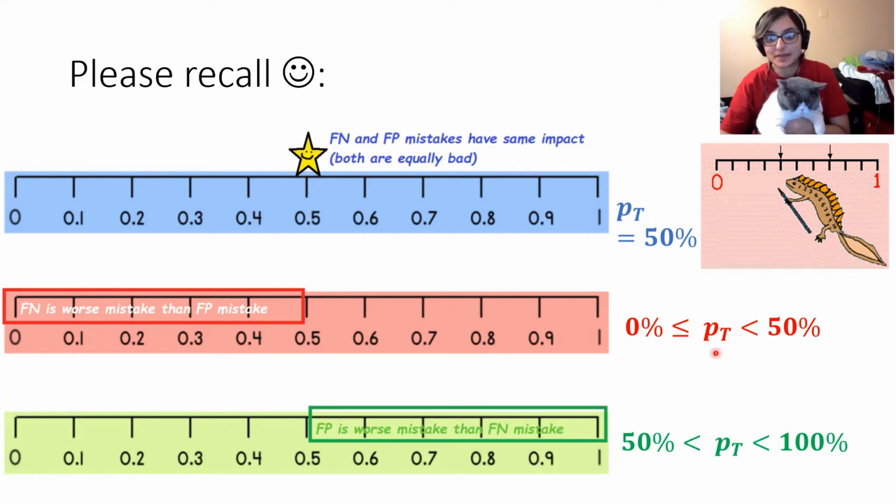But in the case where the probability threshold is less than 50%, a false negative is a worse mistake than a false positive. So we would rather make more false positive mistakes than false negatives. And on the other hand, when the probability threshold is greater than 50%, it's kind of opposite: the false positive is a worse mistake than a false negative. So these two are kind of like opposites here. And this 50% is more like the default in general.